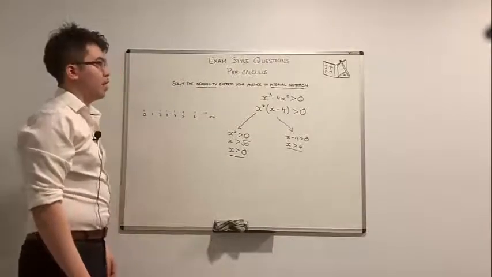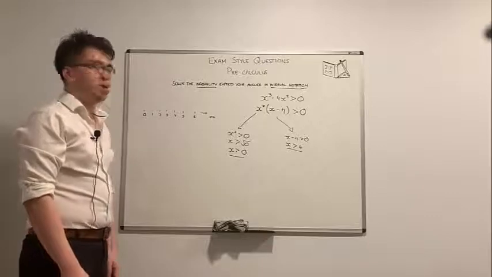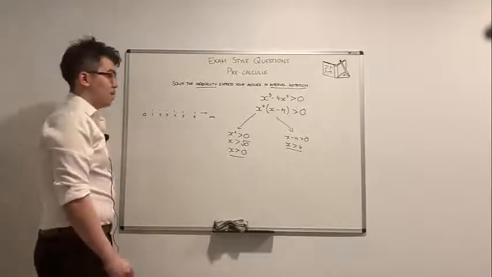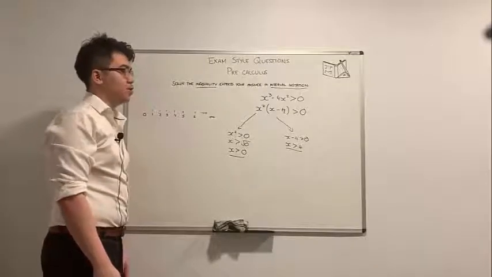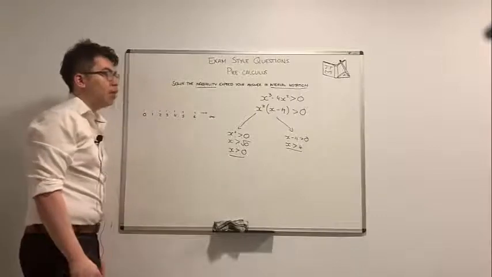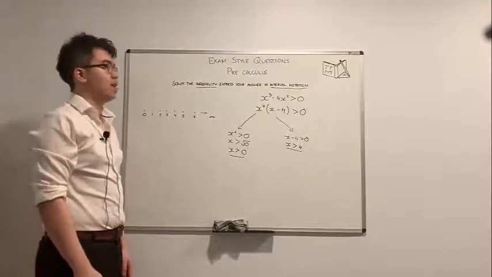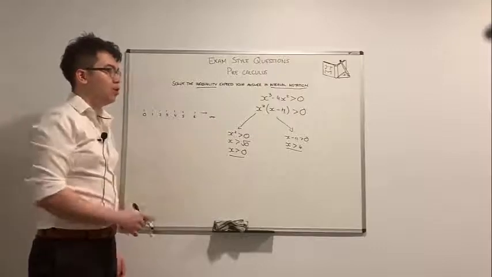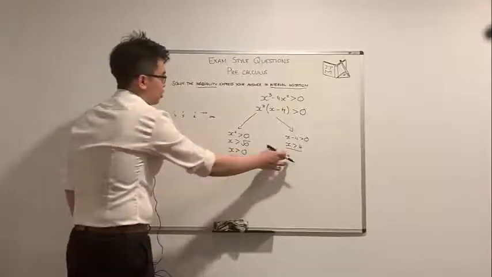But how do I express my answer in interval notation? Well, we're not quite done yet. We've got x is greater than 0 and x is greater than 4. Now we want to find all the possible values for x which satisfy the inequality. Therefore, they'd have to satisfy both of these conditions.